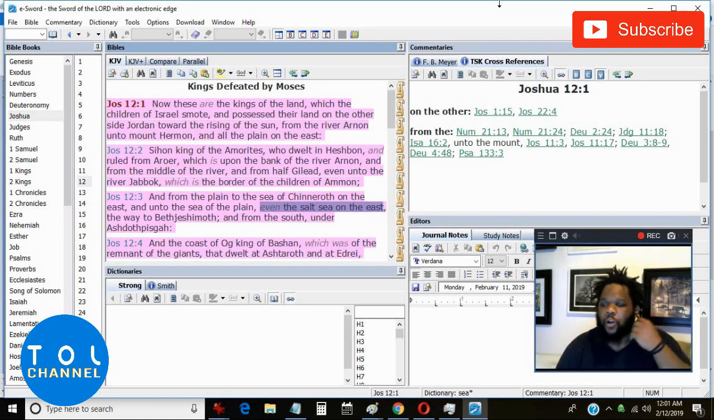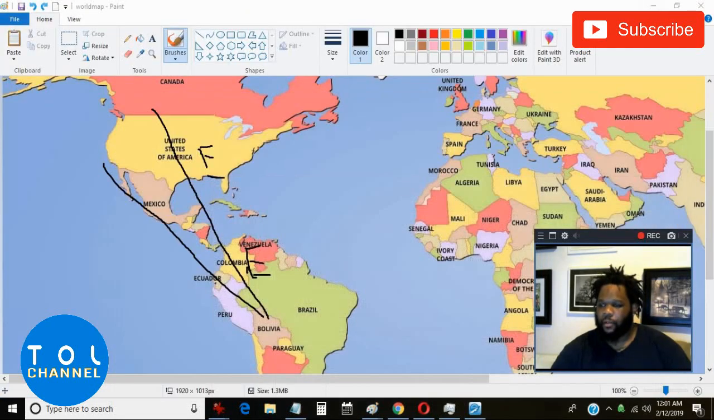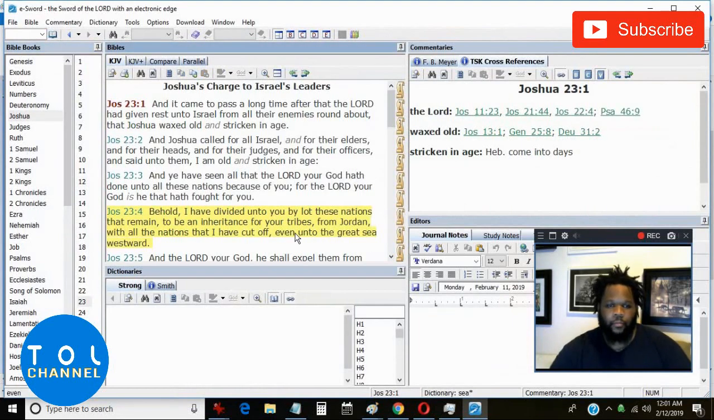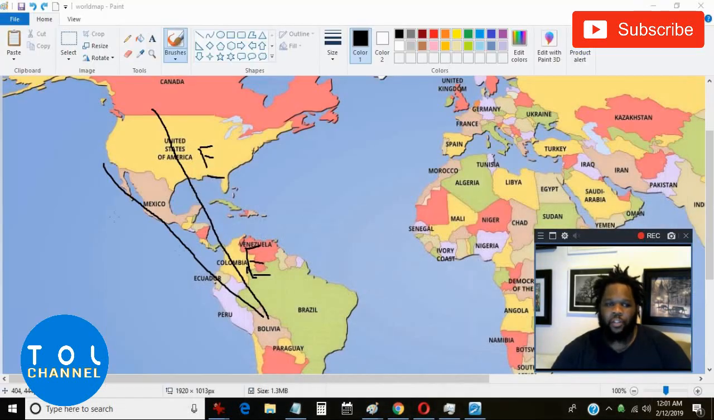Before we crossed the Jordan, the Red Sea was still visible. And we know that our ocean was the West Ocean, going down to the sun, the Great Sea. That's our sea. Joshua 23:4: even unto the Great Sea westward. And we all know the Great Sea westward is over here.